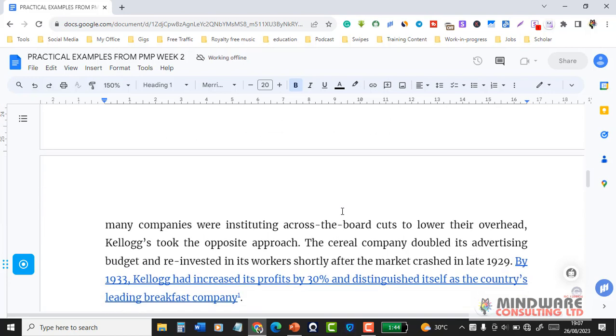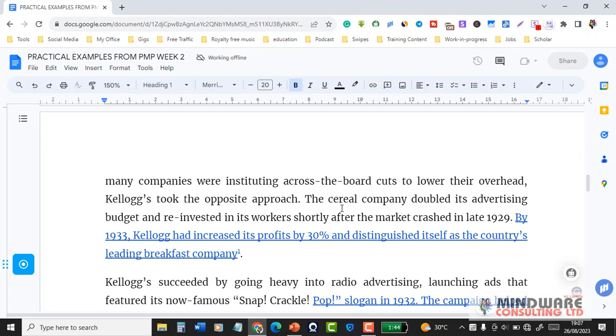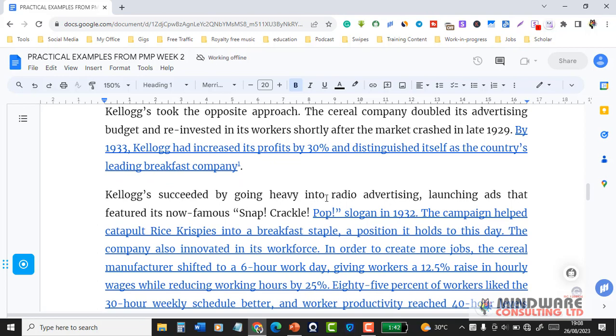During the Great Depression, while many companies were instituting across-the-board cuts to lower their overhead, Kellogg's took the opposite approach. It doubled its advertising budgets. They started to pump money into advertising and reinvested in their workforce shortly after the market crashed in 1929. By 1933, Kellogg's had increased its profit by a whopping 30% and distinguished itself as the country's leading breakfast company.